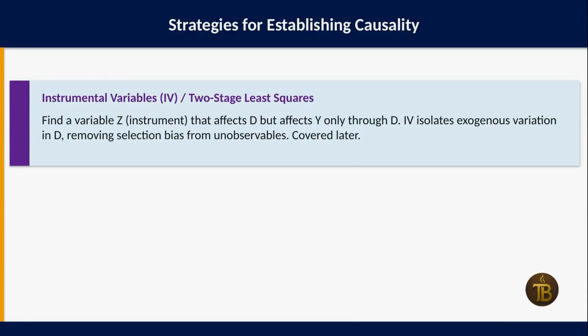The third strategy is instrumental variables, or two-stage least squares. Find a variable z that affects the treatment, but affects the outcome only through that treatment. This isolates exogenous variation and removes selection bias from unobservables. We'll cover this in detail later in the course.